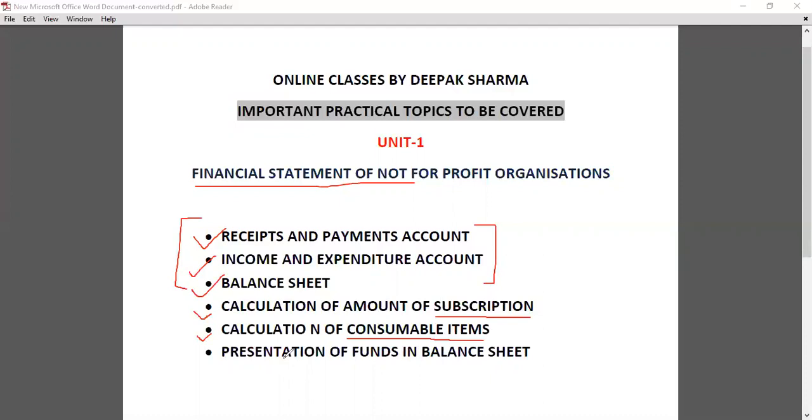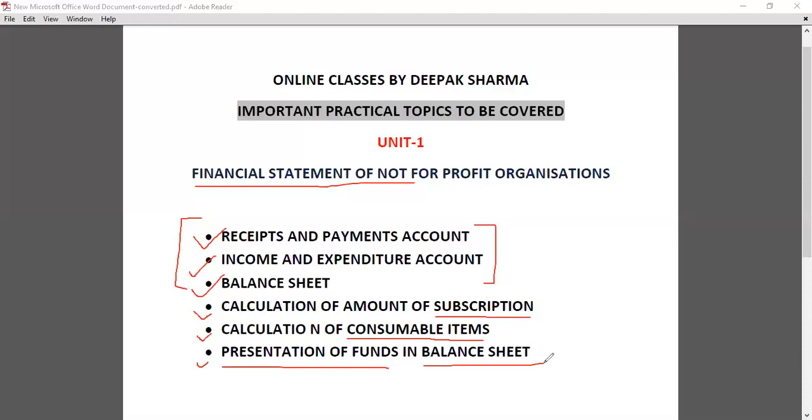Again, there might be some important questions related to presentation of different kinds of funds in balance sheet. So we have seen that this type of organization normally maintains different kinds of funds. It may be tournament fund, it may be prize fund. So this type of information is not shown in the income and expenditure account. If they are not shown in income and expenditure account, then we know that definitely they will be carried to balance sheet. So how are these items actually shown in the balance sheet?